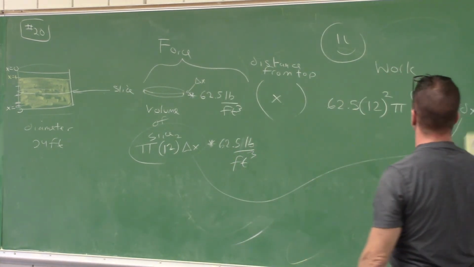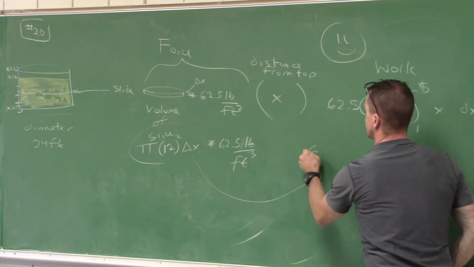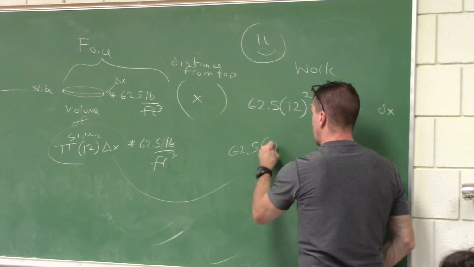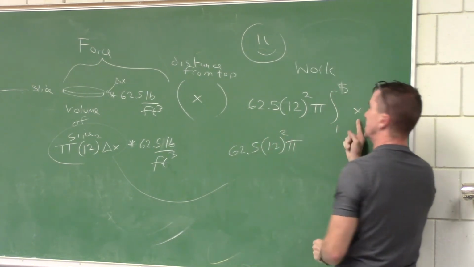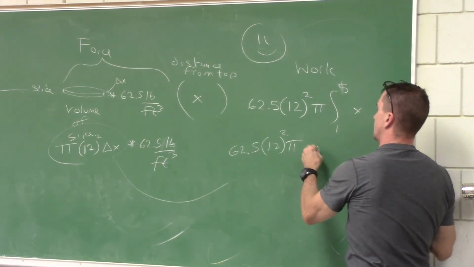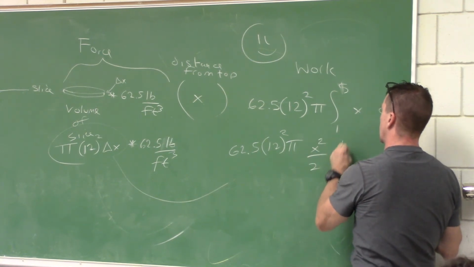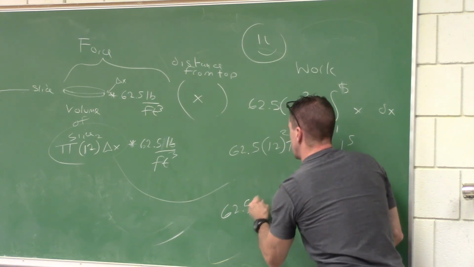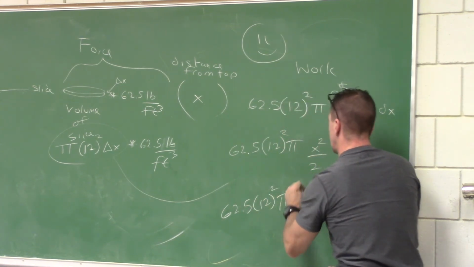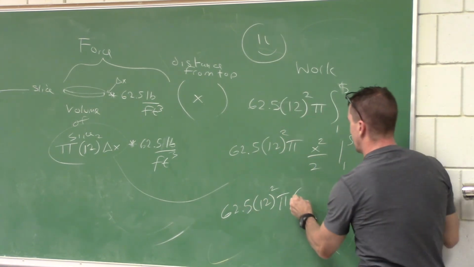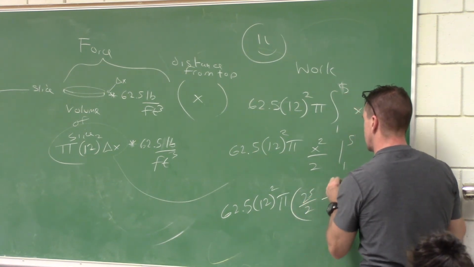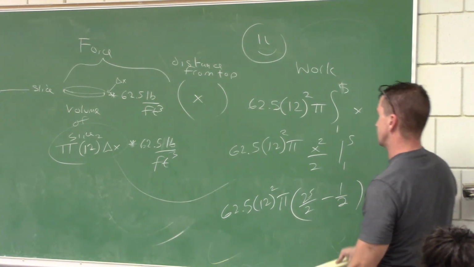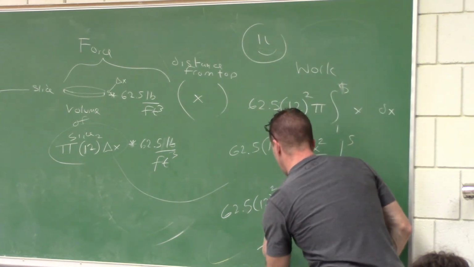Hey, just to finish this out, I don't know what 62.5 times 12 squared is, times a pi, but I knew the integral of x is just what? X squared over 2. You just got to go from 1 to 5. So this would be my answer, 62.5 times 12 squared times a pi times 25 over 2 minus 1 over 2, whatever that comes out to be. Oh, and what's the units? Foot-pounds.